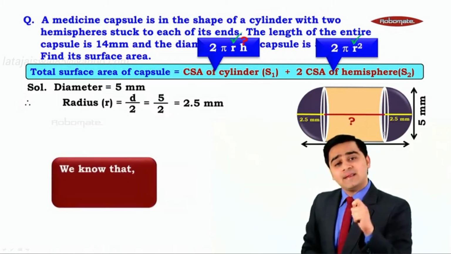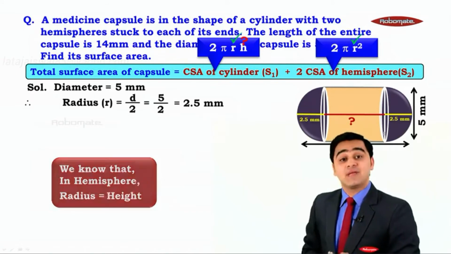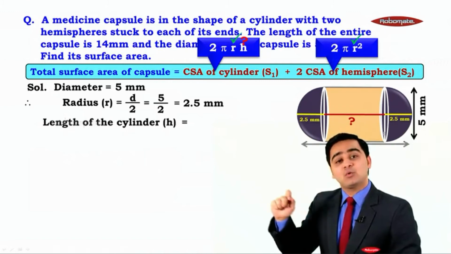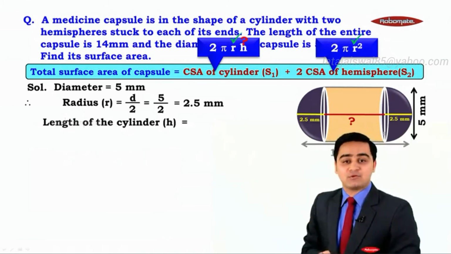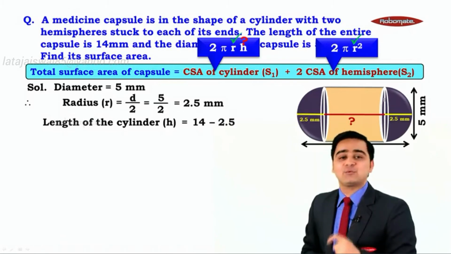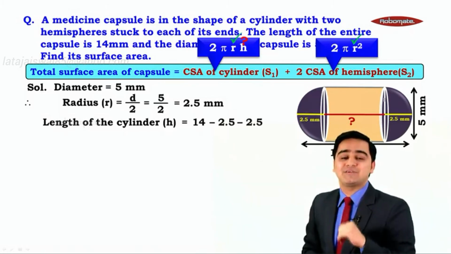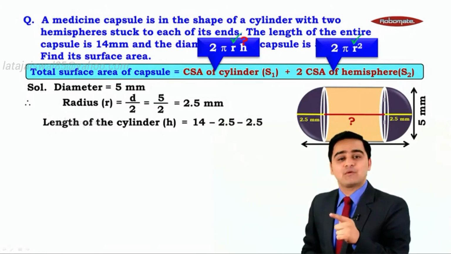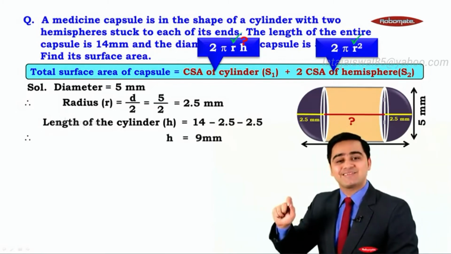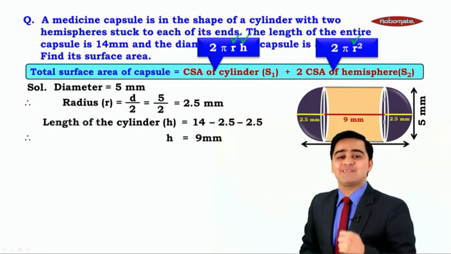Observe, we know that in a hemisphere, radius is equal to height. So we can say that the length of the cylinder, or height of the cylinder, is equal to the total height of the capsule, which is 14, minus the height of the first hemisphere, which is 2.5, minus the height of the second hemisphere, which is again 2.5. Now 14 minus 2.5 minus 2.5 is equal to 9. So therefore the height of the cylinder is equal to 9 mm. So now we have the height of the cylinder as well.